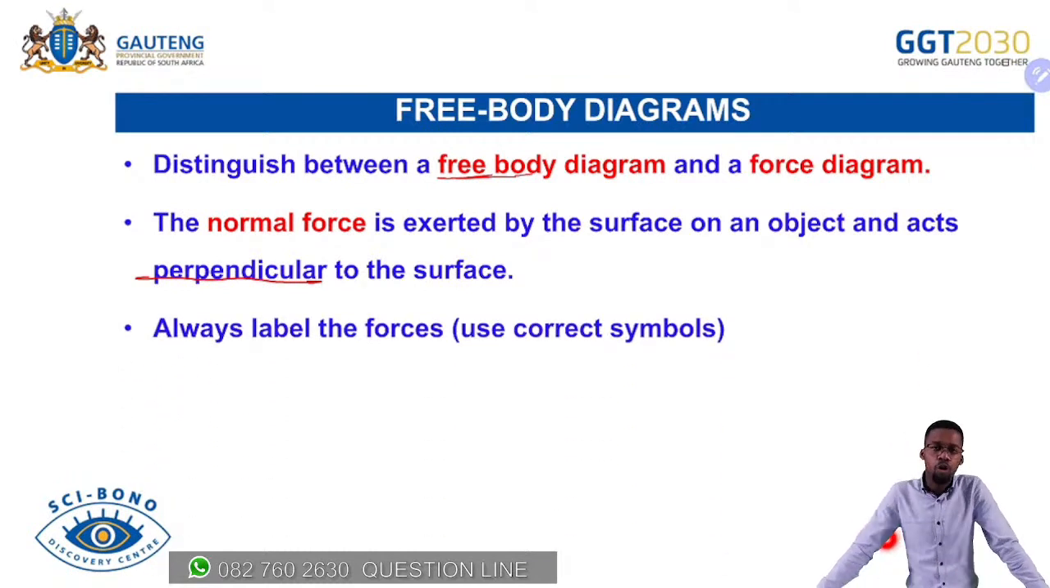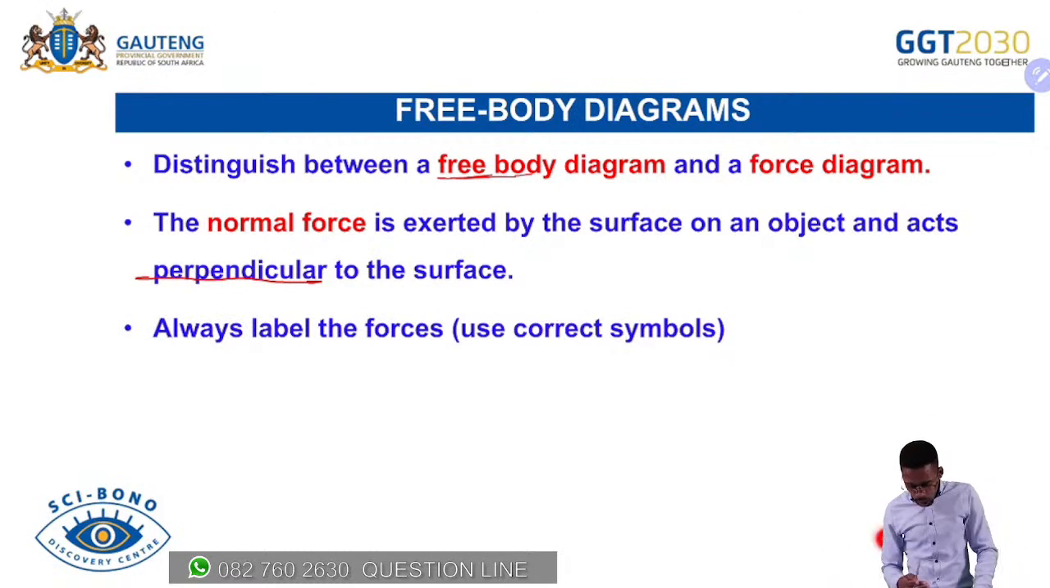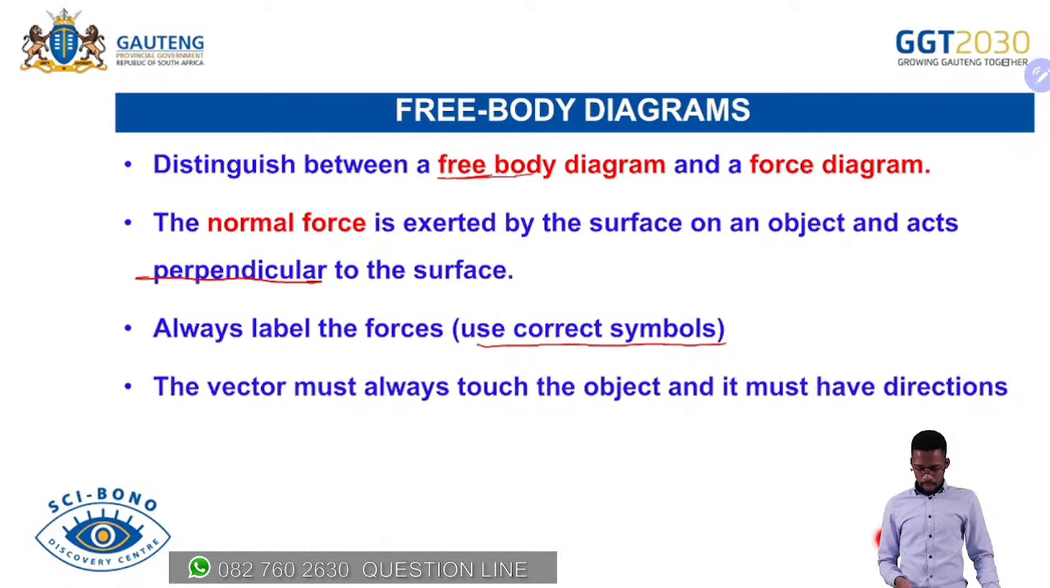And when you draw a free body diagram, use the correct symbols. The exam guideline has provided you with some of the acceptable symbols. Normal force is capital letter N. You can see that. Frictional force, small letter f. And then you must have direction. You cannot just draw forces that do not have what? Direction. So we cannot afford to get a free body diagram or a force diagram incorrect.